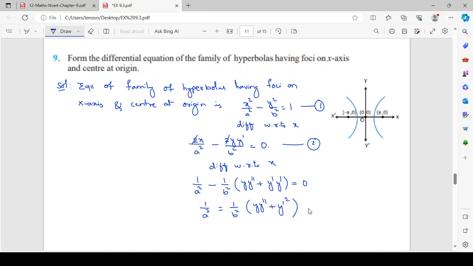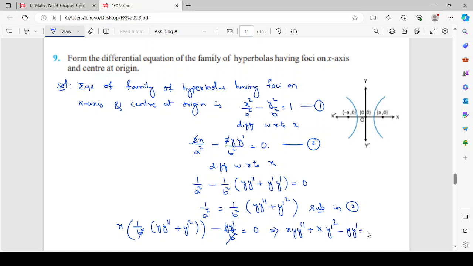Same like the last problem. This one I am going to substitute in equation 2. So x into 1 by b square into y double dash plus y dash square minus y dash by b square equal to 0. Again, same case, both the terms are having b square as common, so if you take the LCM, b square will be cancelled out. So the remaining whatever we will get, that will be the required differential equation. So x y double dash plus x y dash square minus y dash equal to 0 is the required differential equation.